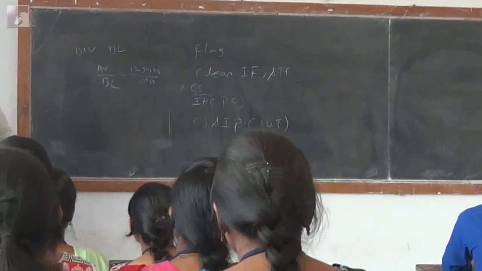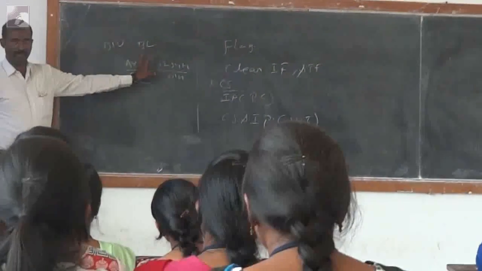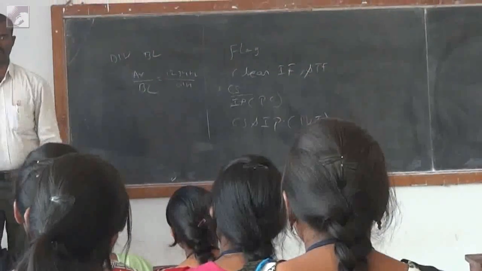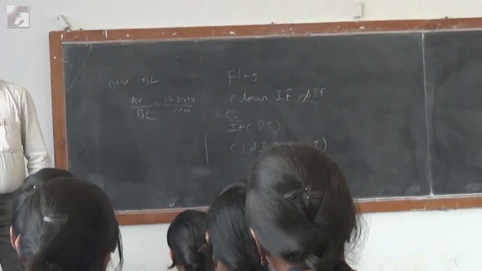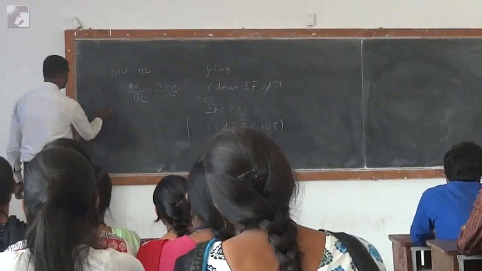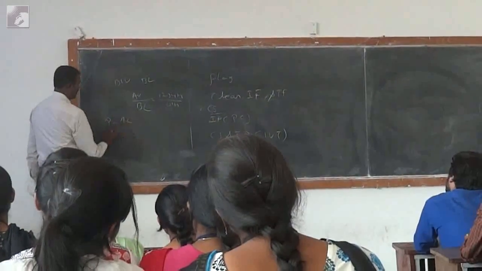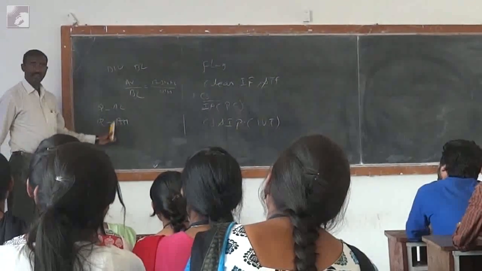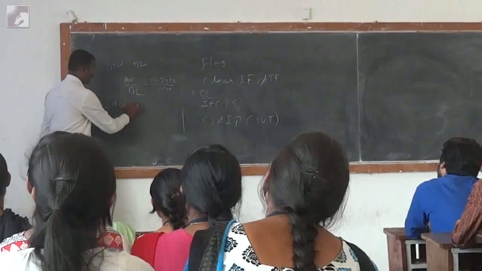Now, if the source is 8-bit, BL is an 8-bit register. If it is 8-bit, where is the quotient stored and where is the remainder stored? The quotient is stored in AL, the remainder is stored in AH. Yes, but both are 8-bit size. Is it clear?